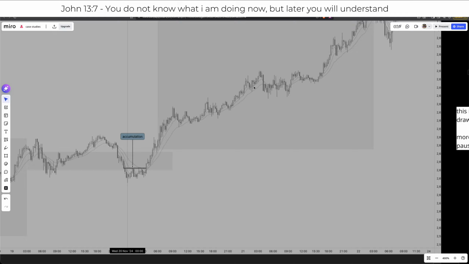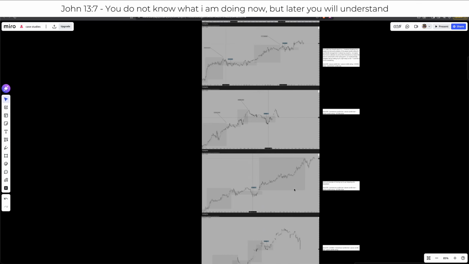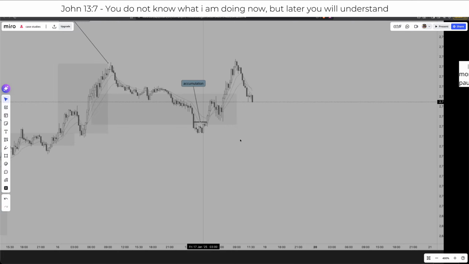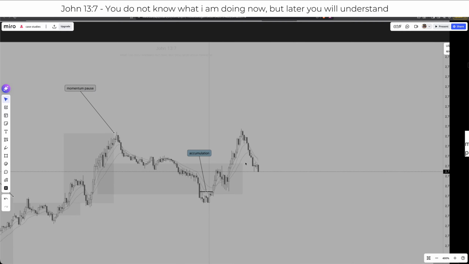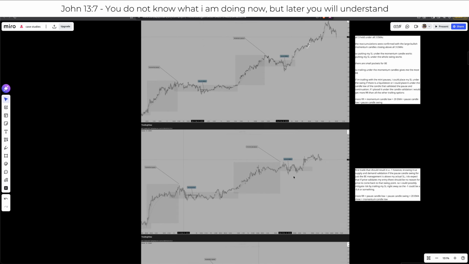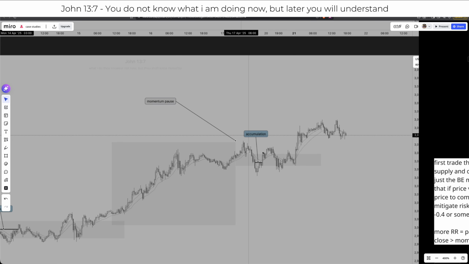Under the 20 EMA right here. Boom, under the 20. Price comes down, starts to head up. Boom, under the 20, I get out right here. Boom, 20 around here. I don't know. I don't think this is a pause. It might just be equal. Here. Right, move my stop loss here with that new rule.